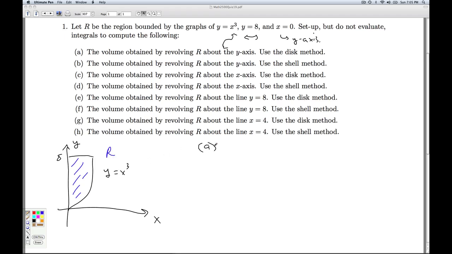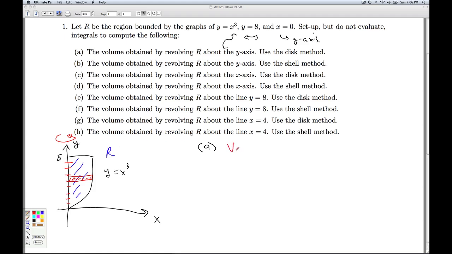In part A, we're asked to find the volume obtained by revolving R around the y-axis, and we're told to use the disk method. So we're spinning it around the y-axis using disks. When you're using the disk method, you always want to chop up the axis that's parallel to the axis of rotation. So we're going to be chopping up the y-axis. We draw in one of our representative rectangles, which is going to make the representative disk.